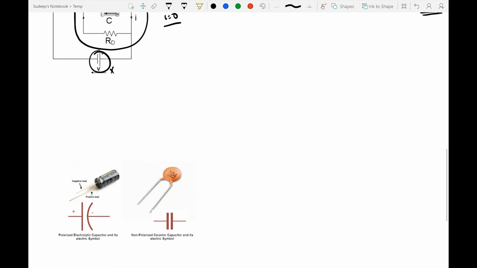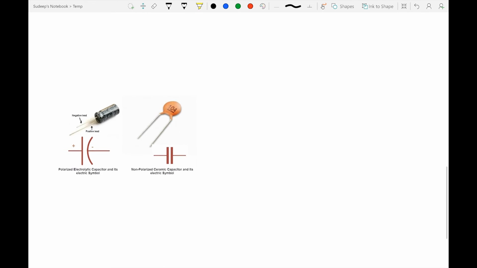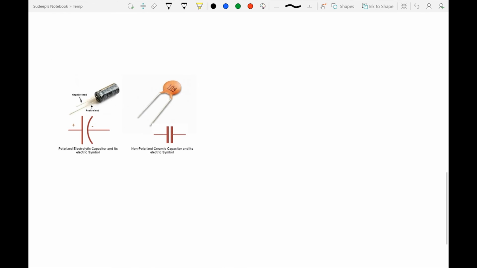The last of the topics that we had to talk about was the difference between a polarized capacitor and a non-polarized capacitor. The one on the left over here is a polarized capacitor, which you can see is a cylinder with two legs, a smaller one and a bigger one. The smaller one is always called the negative lead and the bigger one is called the positive lead.